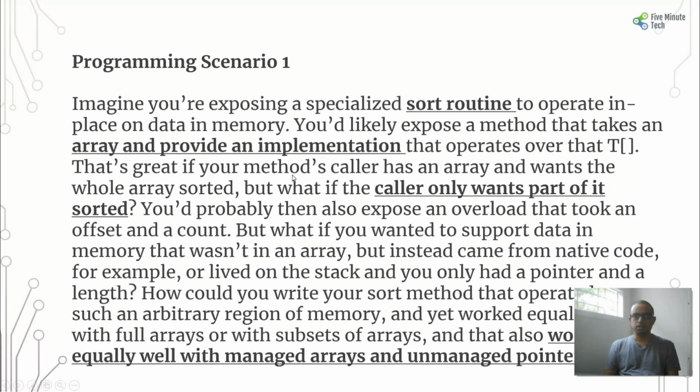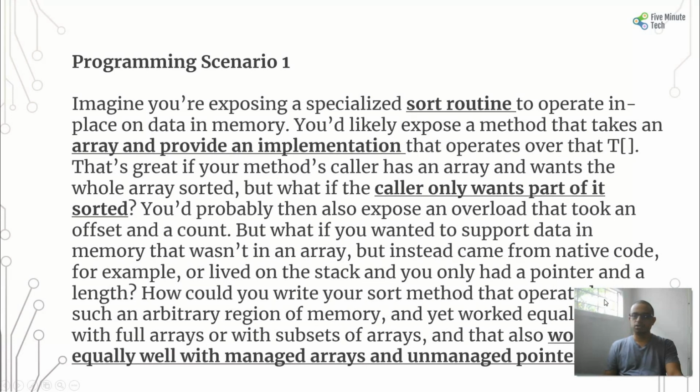That's great when your method caller has an array and wants the whole array sorted. But what if your caller only wants part of it sorted, not the entire array? You would probably then also expose an overload that takes an offset and a count, like from which position to which position you want to do it. But what if you wanted to support data in memory that wasn't in an array but instead came from native code, so the source of the data is different, and it lived on the stack and you want to have a pointer and a length?